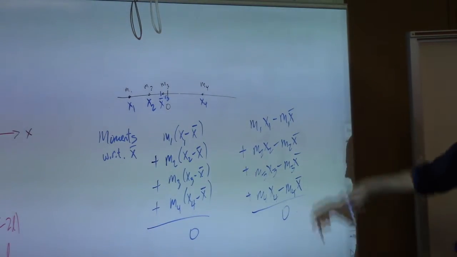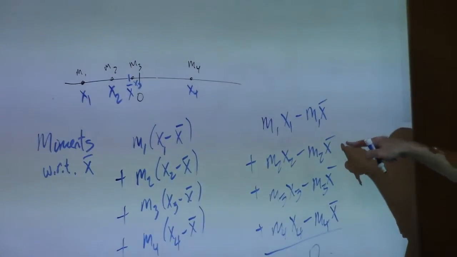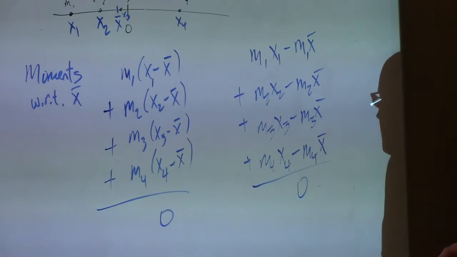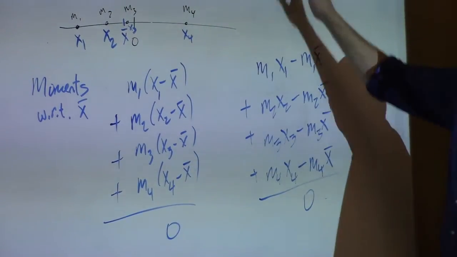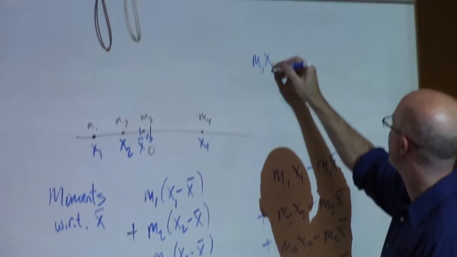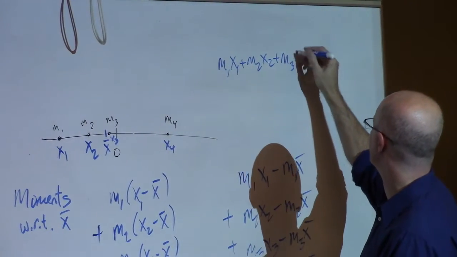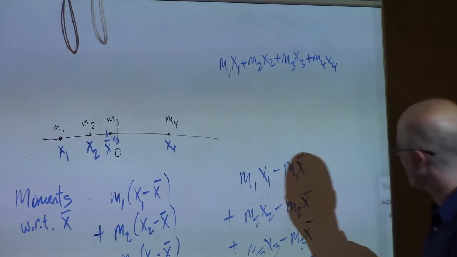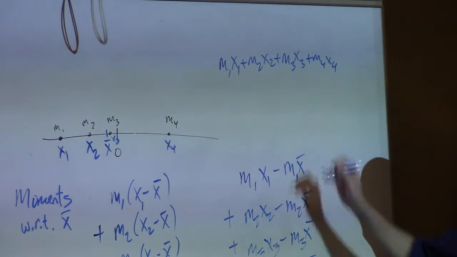Hope it's okay that I'm doing this as a column. Add m1 x bar, m2 x bar, m3 x bar, and m4 x bar to both sides. Leave these things on the left, say m1 x1 plus m2 x2 plus m3 x3 plus m4 x4. And on the right, where you've got all these terms with positive signs, factor out the x bar.